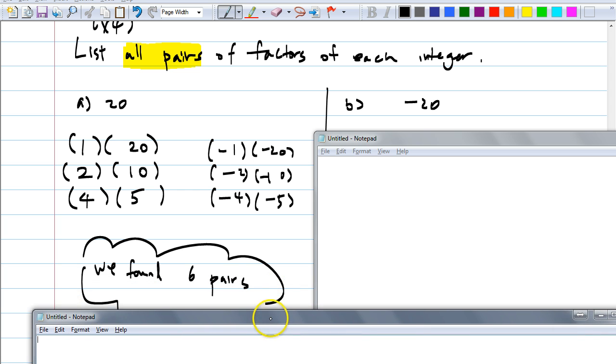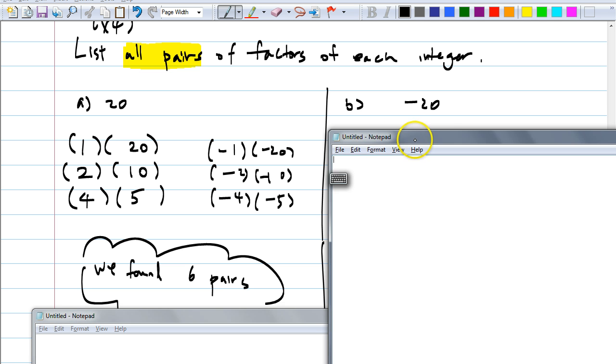The same thing doesn't go with the negative. I'm sorry? The same thing doesn't go with the negative. Yeah, so how do you do it? Everybody try B then. If you got A, everybody go ahead and try B. So how many pairs do you think you're going to get for negative 20? Any guesses? Yeah, Sarah? Do you think you get 12 of them? Oh, 6 pairs. Yeah, I see what you mean by 12. So can you give me one of them, Sarah? Let's start with the easiest one.